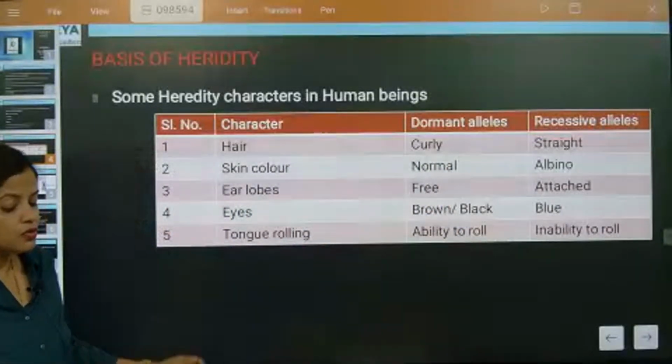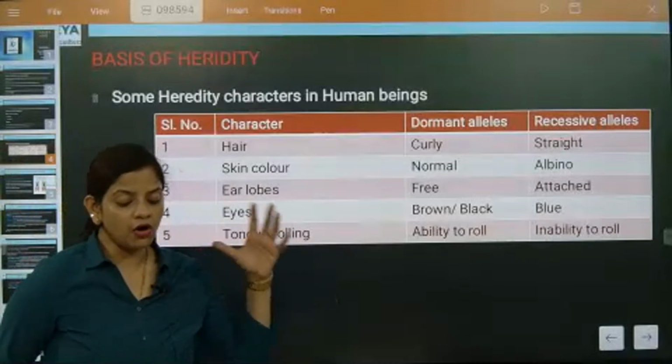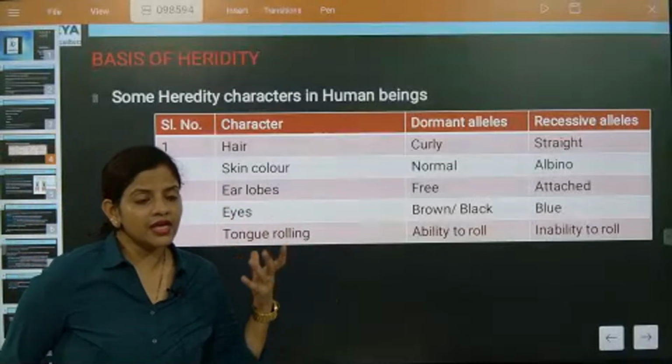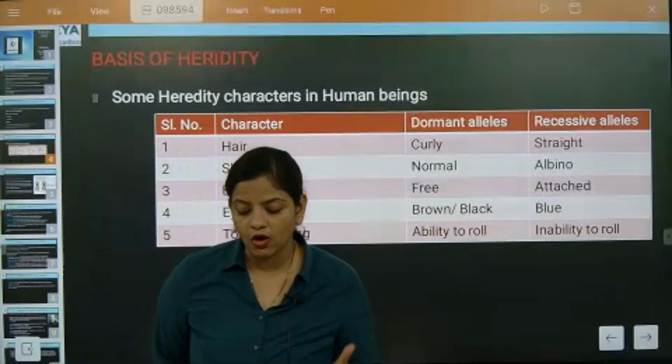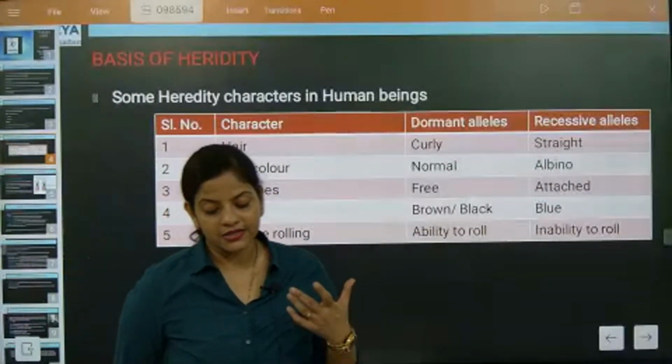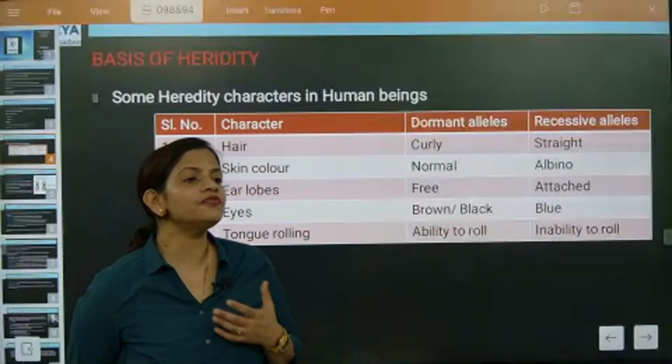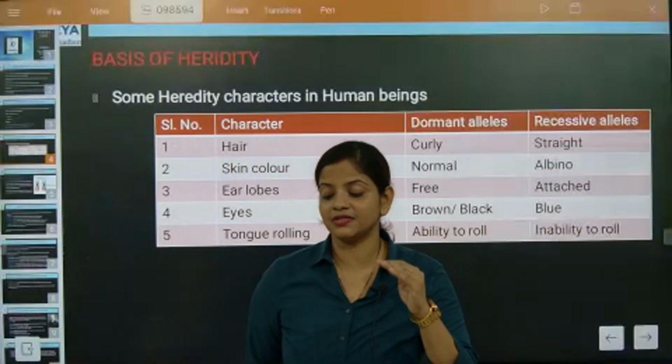So now look here. We are going to talk about dominant and recessive traits. We came to know that some traits are dominant and some traits are recessive traits. So recessive traits are suppressed traits.